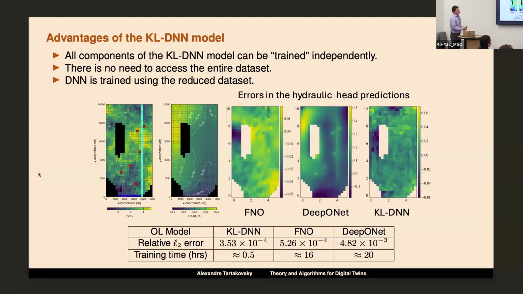Is it steady state or transient? Actually, this was a steady state. But we also did it for time-dependent problems. But we found that for time-dependent problems, DeepONet becomes very expensive. We were not able to train it for a time-dependent problem. So we actually have a comparison of FNO and KLDNN for time-dependent problems, and they perform similarly. But the training time of FNO grows faster than the training time of the KLDNN model.